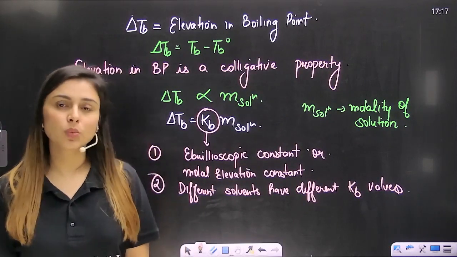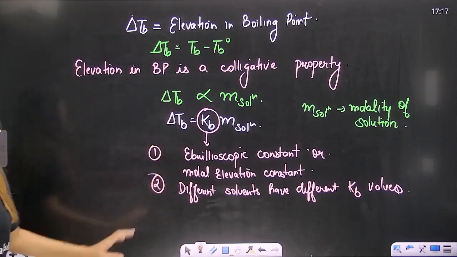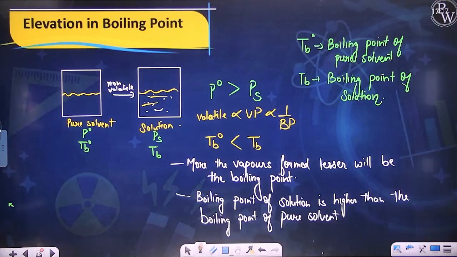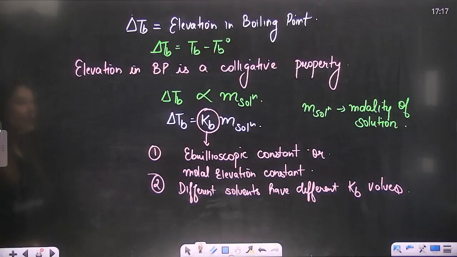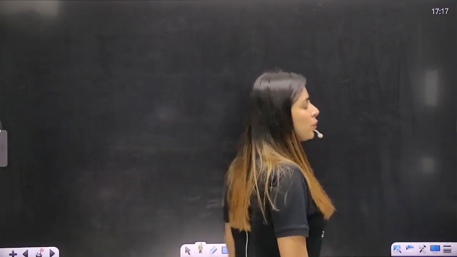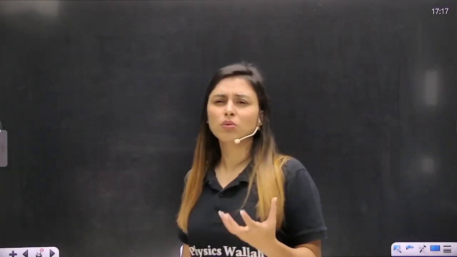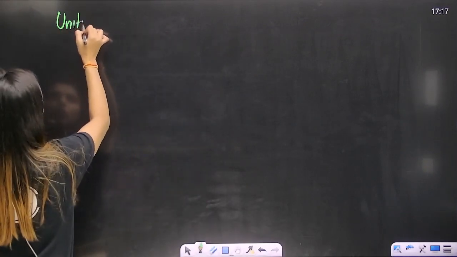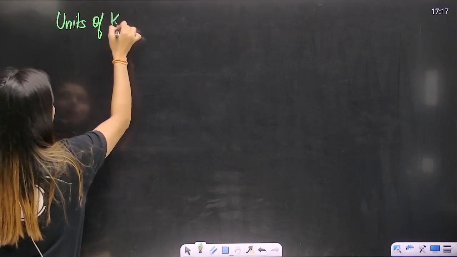The next thing which you need, okay, first you have to understand this part. I hope you've understood it. So if you want to write it, you can write and then we'll move forward. I hope you've written it. Now I hope you've written this as well. Now we are going to talk a little about the unit of your ebullioscopic constant, the units of Kb.